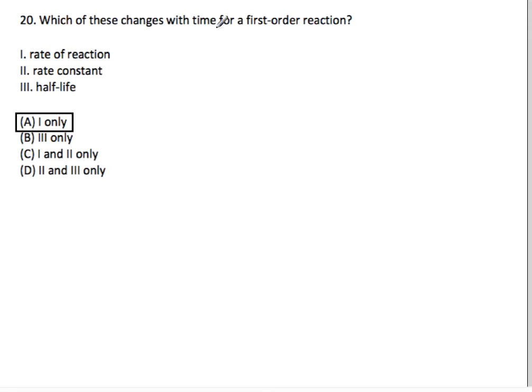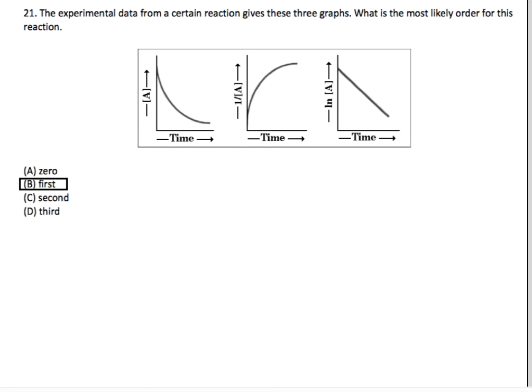20. Which of these changes with time for a first order reaction? Well, the rate of reaction will always decrease over time because you're going to have fewer collisions because there's less concentration of reactants. The rate constant is constant unless you change temperature, so that will stay the same. And the half-life of a first order reaction always stays the same as well. So on a graph, you'll notice that it'll be consistently the same over the scope of the graph. As you go from one side to the other, you'll notice half-life doesn't change.